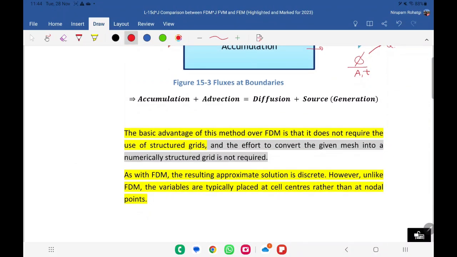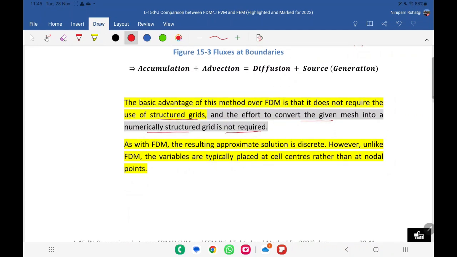The basic advantage of this method over FDM is that it does not require structured grids, and the effort to convert the given mesh into a numerically structured grid is not required. Trying to convert a domain into a structured grid sometimes becomes quite tedious, so that labor is saved. So that is one advantage, that you can take any shape easily. The second is that conservation holds at the smallest level.